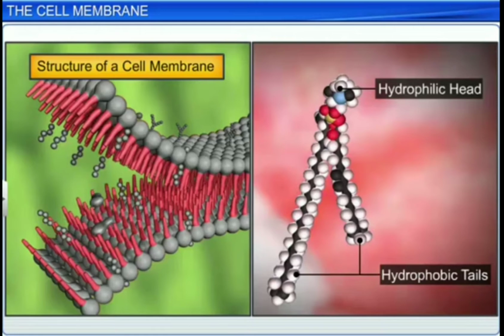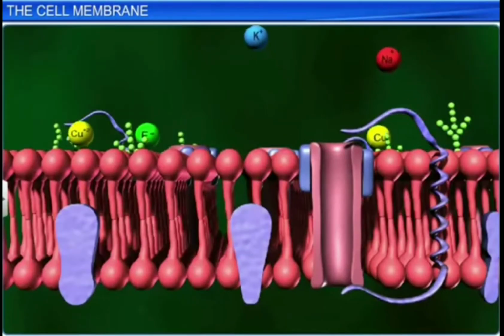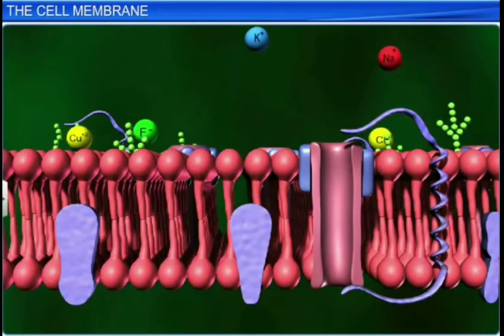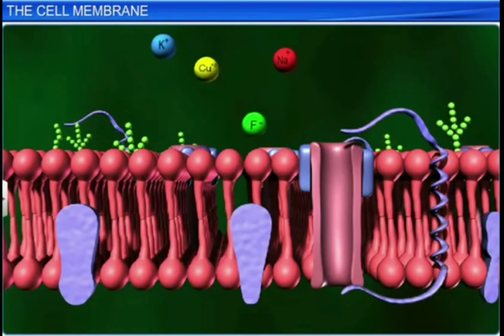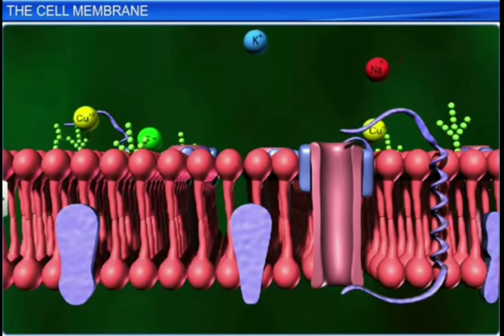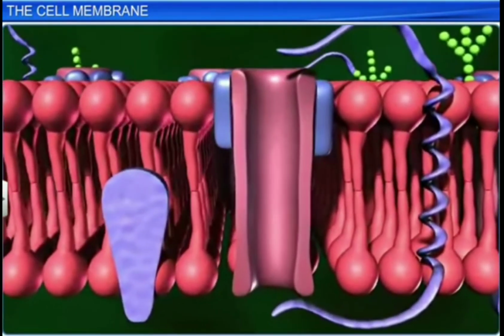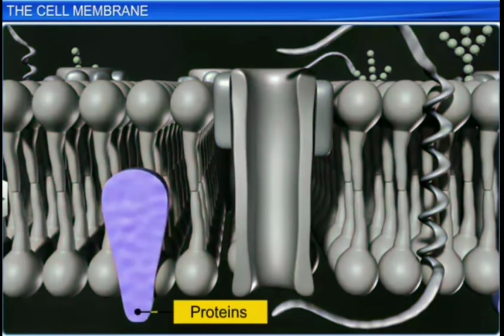Such an arrangement not only protects the tail from the aqueous environment, it also prevents polar molecules such as nucleic acids, proteins, and ions from diffusing through it. Later, biochemical investigations revealed that apart from lipids, proteins and carbohydrates too are a part of the cell membrane.